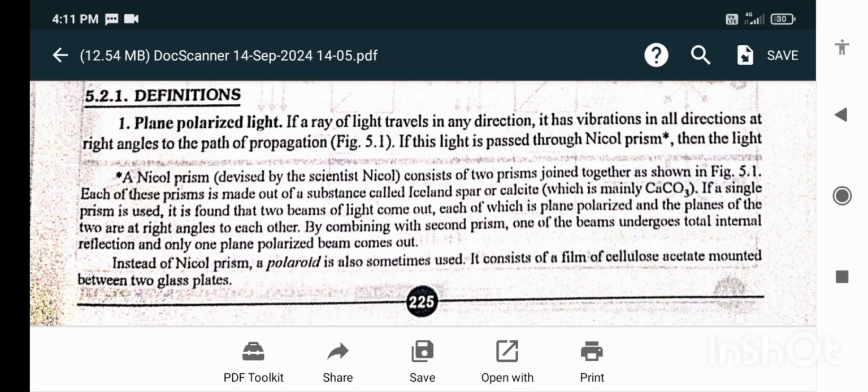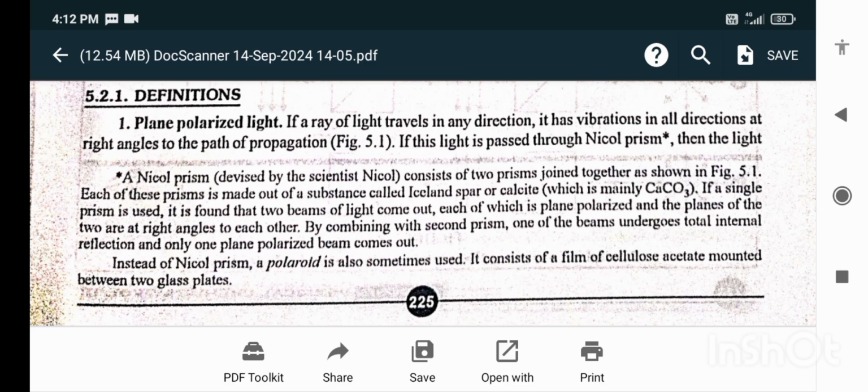Nicol consists of two prisms joined together. Each of these prisms is made up of a substance called Iceland spar or calcite, which is mainly calcium carbonate. If a single prism is used, it is found that two beams of light come out, each of which is plane polarized and the planes of the two are at right angles to each other. By combining with a second prism, one of the beams undergoes total internal reflection and only one plane polarized beam comes out.